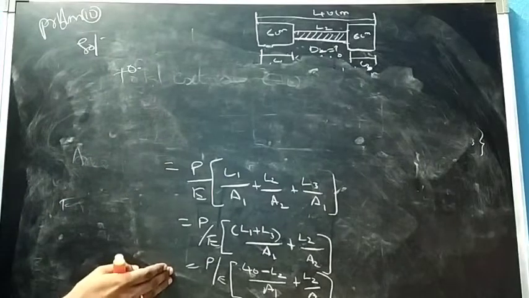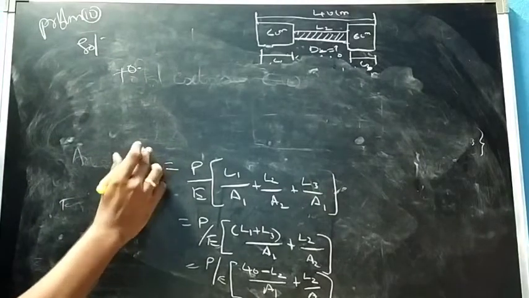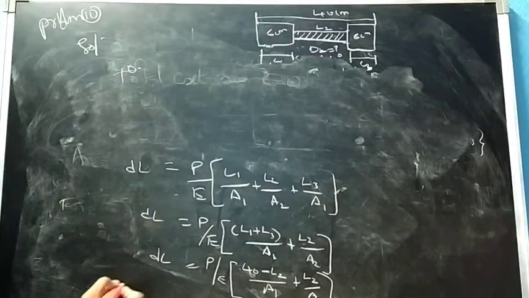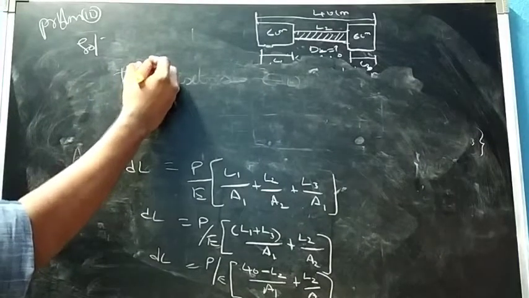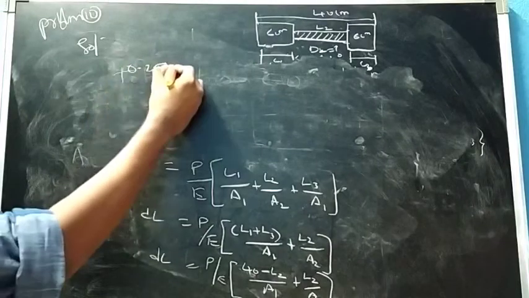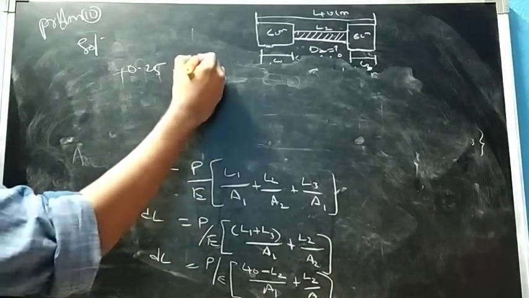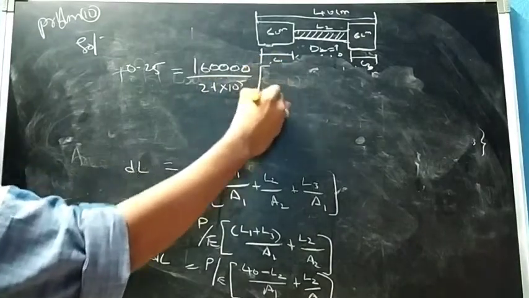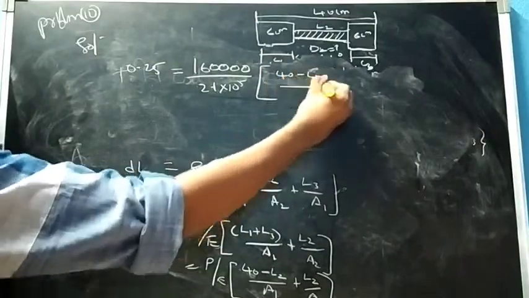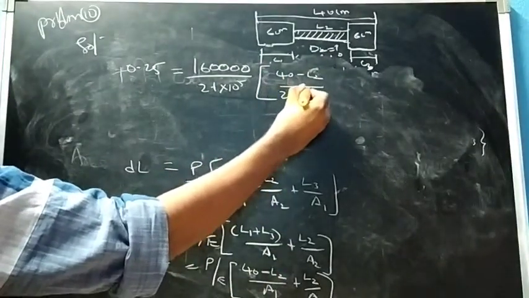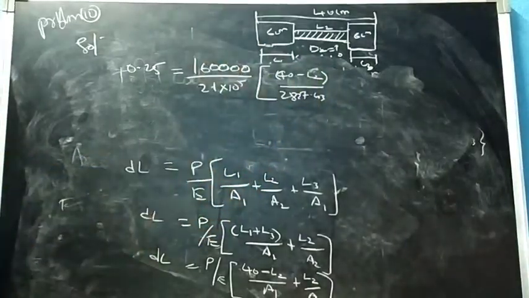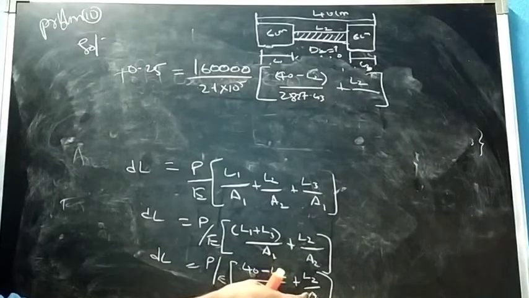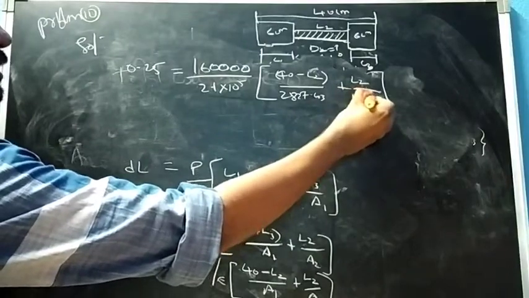So we know the total extension, that is dl, is given in the question, that is nothing but 2.5, that is equals to P. We know that Young's modulus is given, put the values here: 160,000 upon 2.1 into 10 to the power of 5 into, put the values, 40 minus L2 upon the area 1, that is 2827.43, right, plus L2 upon the value, we know that area 2 we already got, put the value here, that will be 1066.